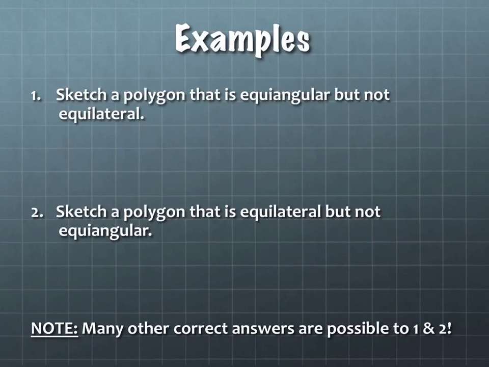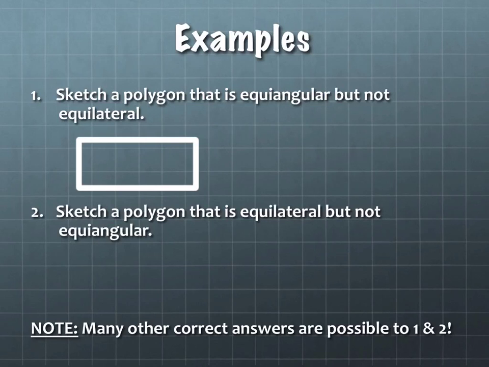The simplest thing for number 1 is actually a rectangle. That's your simplest, okay? A rectangle, make it a little bit thicker, is equiangular, correct? Four congruent angles are all 90 degrees, but we have sides that are not all the same. At least they don't have to be. Okay, that's the simplest.